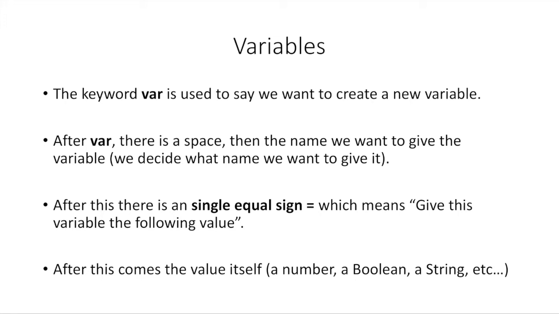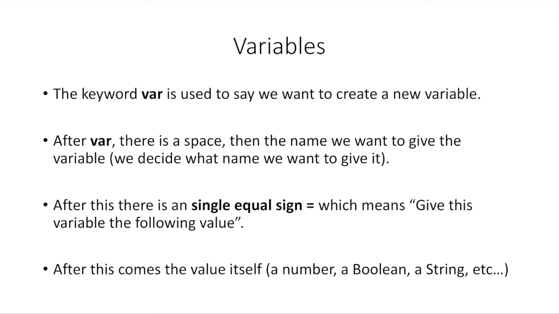Now, how do we create a variable in JavaScript? Okay, so the keyword var is a reserved word, and it's used to say, I'm creating a variable. After var, you put a space, and then you put the name that you want to give the variable. Now, names can't have spaces, so the name itself cannot have a space in the middle of it. So you can use an underscore instead of a space if you want to break up your name with multiple words. But yeah, no spaces. And then after this, you put a single equal sign. And the single equal sign means give this variable the following value.